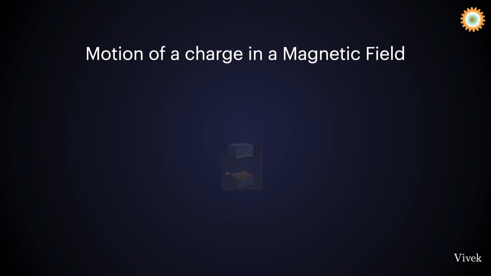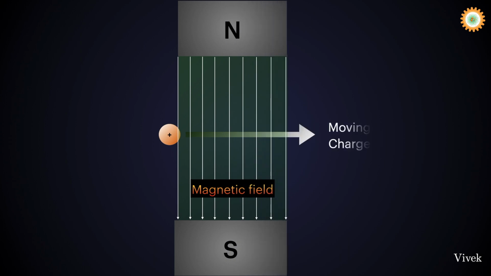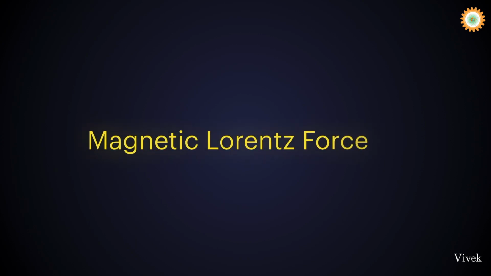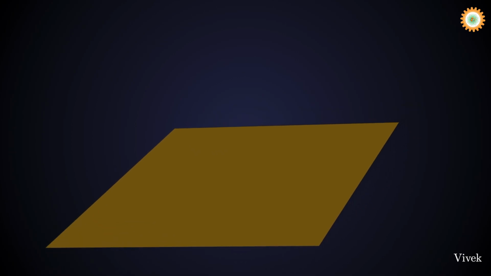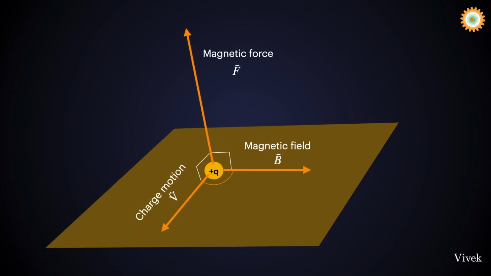Motion of a charge in a magnetic field. When a charge moves through a magnetic field, a force acts on it. This force is called the magnetic Lorentz force. It is perpendicular to both the direction of charge motion and the magnetic field.